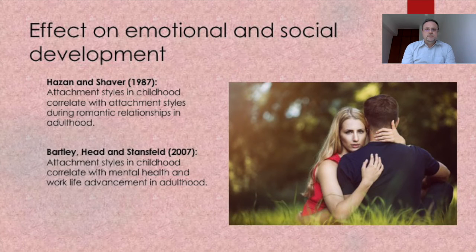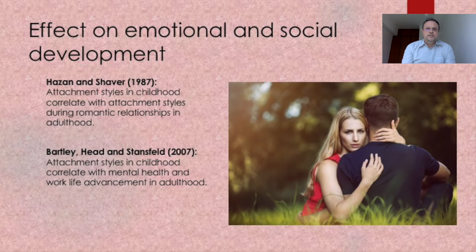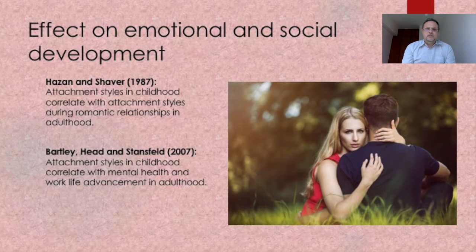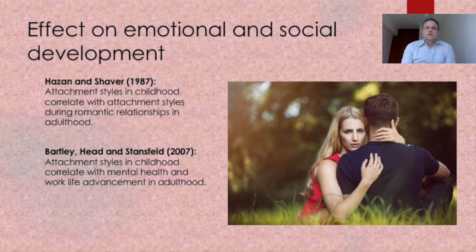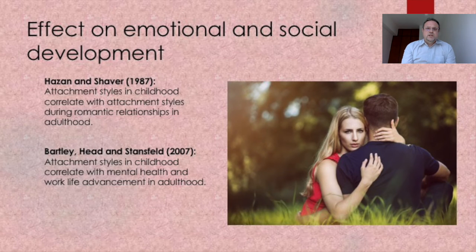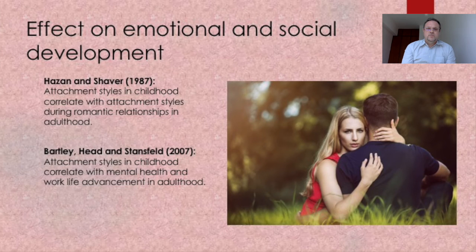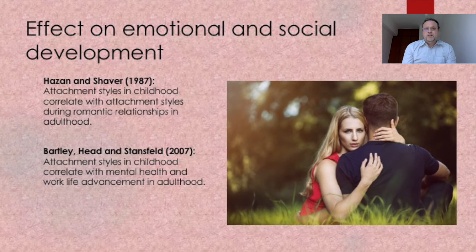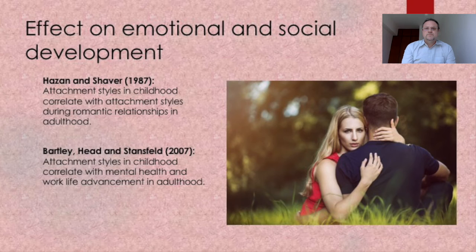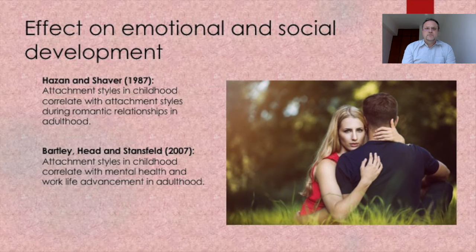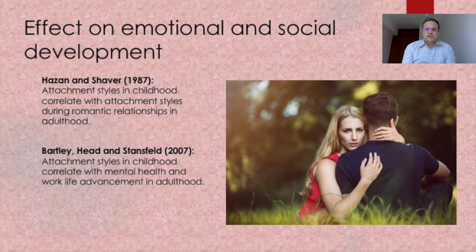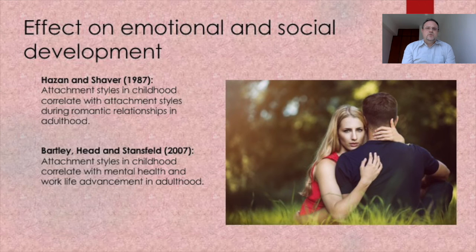But it must also be said that it can have an impact in your adulthood. Another famous study by Hazan and Shaver, which is a survey study, found that your romantic relationships in adulthood correlated fairly well with your relationships with your parents in early childhood. So if you had a secure relationship with your parents in childhood, you were more likely to have a secure romantic relationship. If you had more insecure relationships with your parents in childhood, you were more likely to have insecure relationships. Although it's a correlation, this indicates that it does have an effect on your social development.